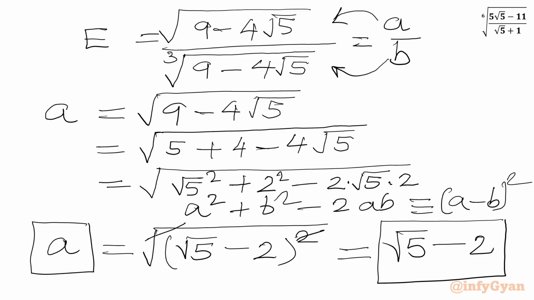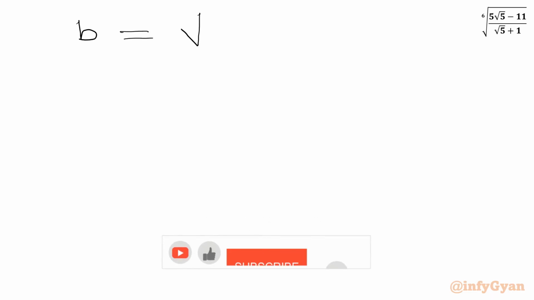Now we will simplify or calculate B. So I will write B equal to the cube root of 9 minus 4 square root 5.